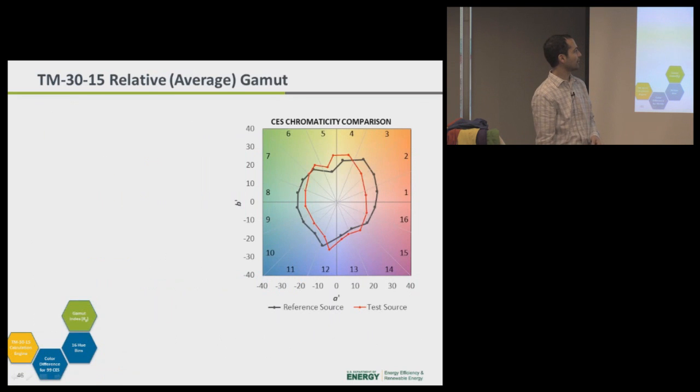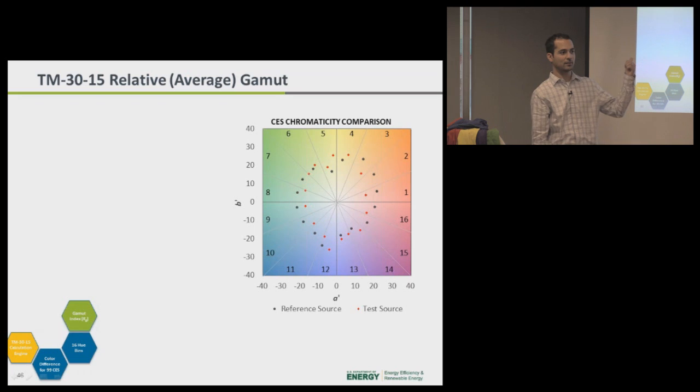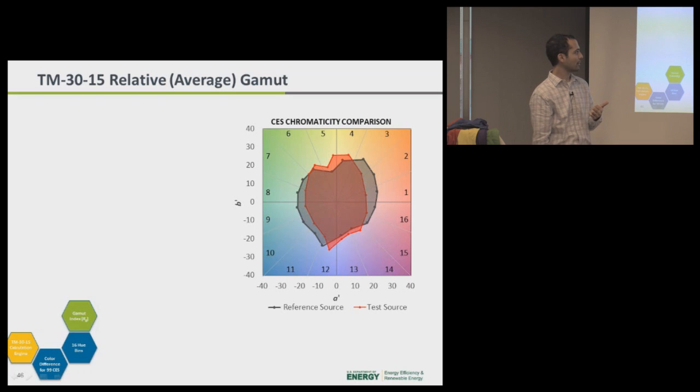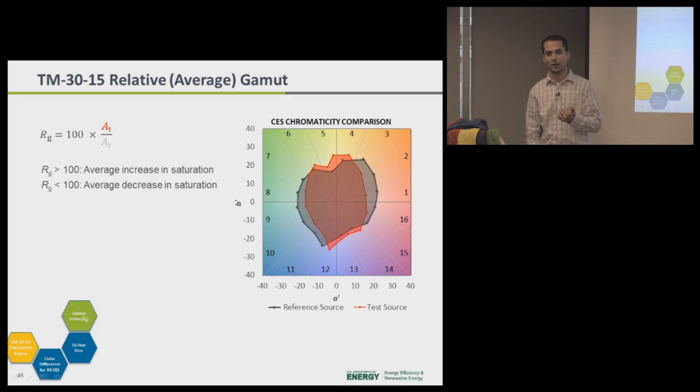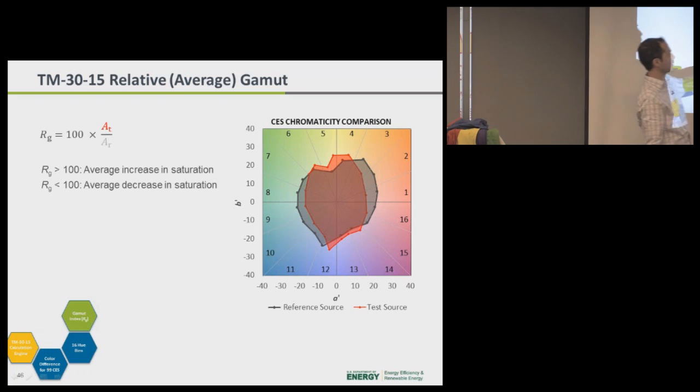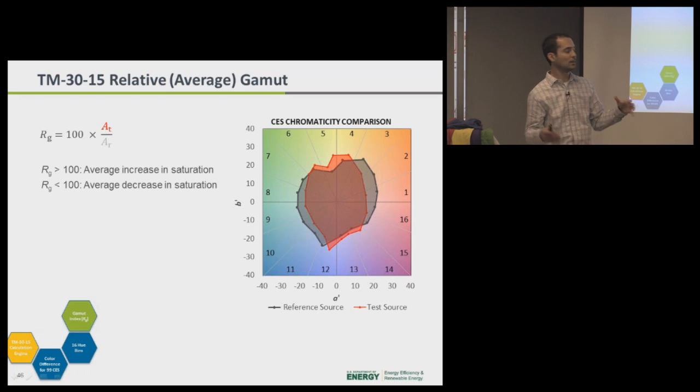All right. So now if we take those same 16 averages, we can connect the dots and create polygons. We can compare the area of those two polygons, and that gives us the RG score. So that's the other high-level average value, which is just comparing the area of these two polygons. So on average, is one bigger than the other, which means it's an average increase in saturation, or is one smaller than the other, which is an average decrease in saturation. The reference is set at 100, so anytime your value is above 100, the test source is greater than the reference, it's an average increase in saturation. If the number is less than 100, it's an average decrease in saturation.